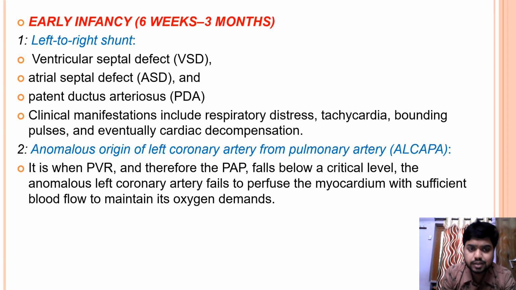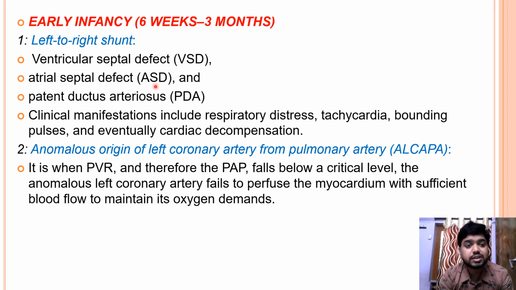So what happens basically? Usually coronary arteries are supposed to arise from aorta because it is 100% saturated blood which has to supply the myocardium. But what if it is arising from pulmonary artery? You see, pulmonary artery is arising from right ventricle, which is completely desaturated blood. So if coronary artery is arising from pulmonary artery and that blood is going to supply the myocardium, the myocardium suffers obviously. It is where pulmonary vascular resistance and pulmonary arterial pressures fall below critical level. The anomalous artery fails to perfuse the myocardium. So obviously the child lands up in shock, failure.